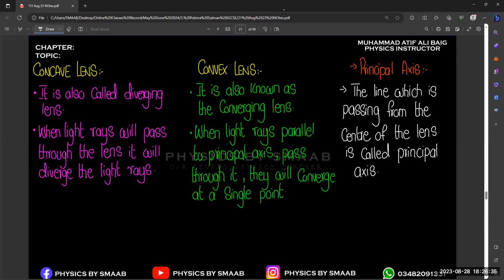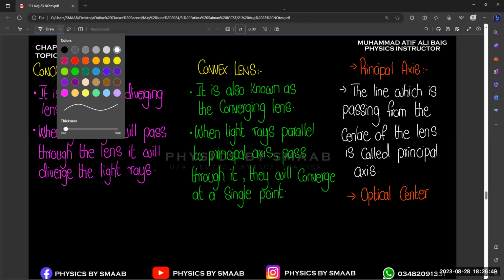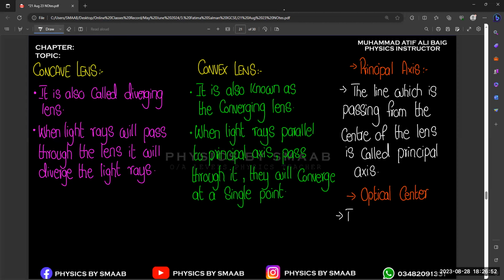Okay, and the second point is related to the optical center. The optical center is basically the center of the lens. So the center of the lens is called an optical center.